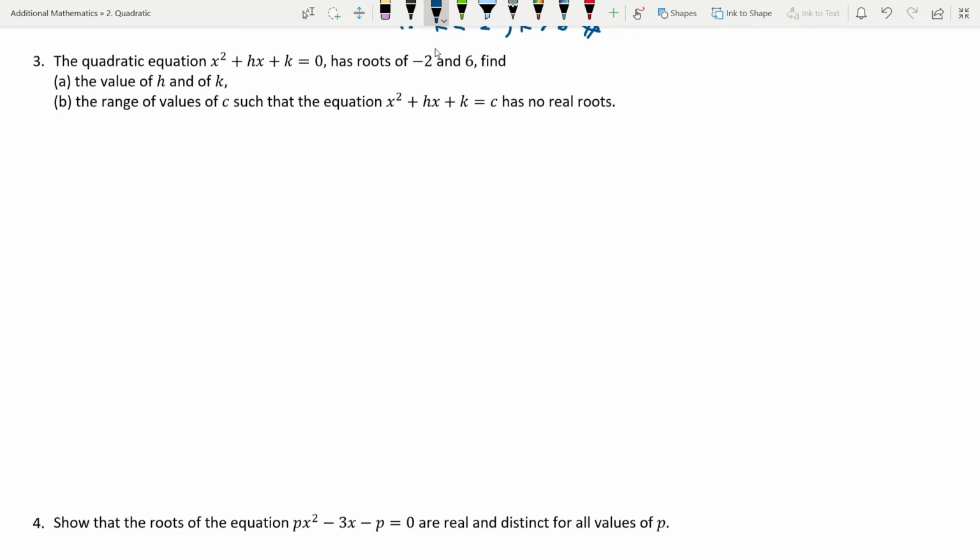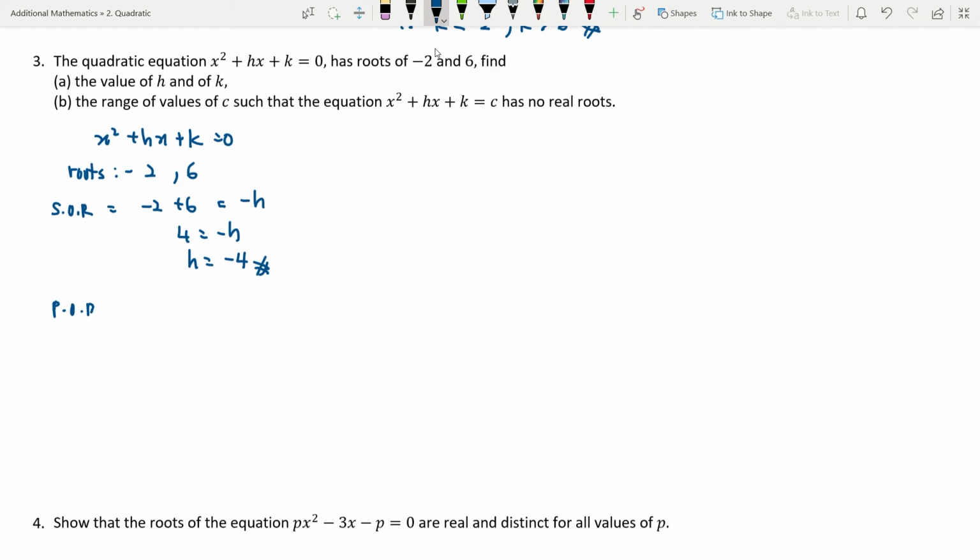Question 3. The quadratic equation x squared plus hx plus k equal to 0 has roots negative 2 and 6. Find the value of h and of k. This part is actually from the previous section. Let's find the sum of roots and product of roots. Sum of roots is equal to negative 2 plus 6, which is equal to negative b over a, negative h. 4 is equal to negative h, so h is equal to negative 4.